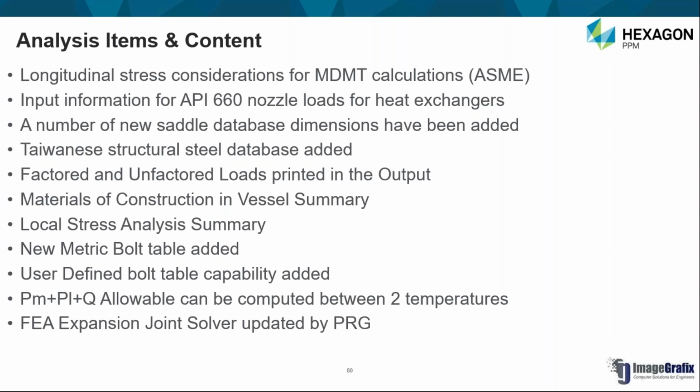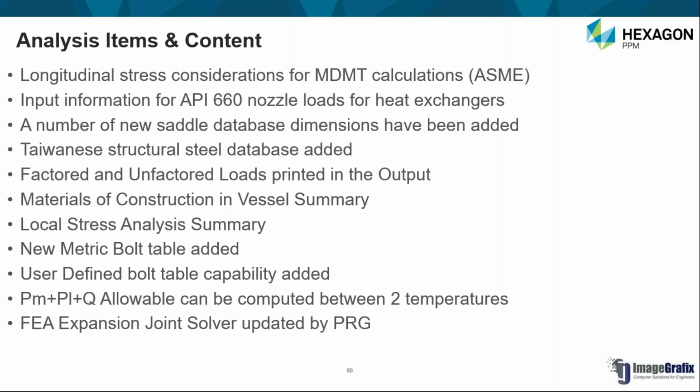Another piece of work they have done is related to WRC 107 and 297 on the output side. Here, the PM plus PL plus Q, if you have sustained loads only. Earlier it was taking more than 3 times your part material allowable. Now it has been revised so that your allowable will be taken as 3 times the part material allowable. So it has been revised in this version.